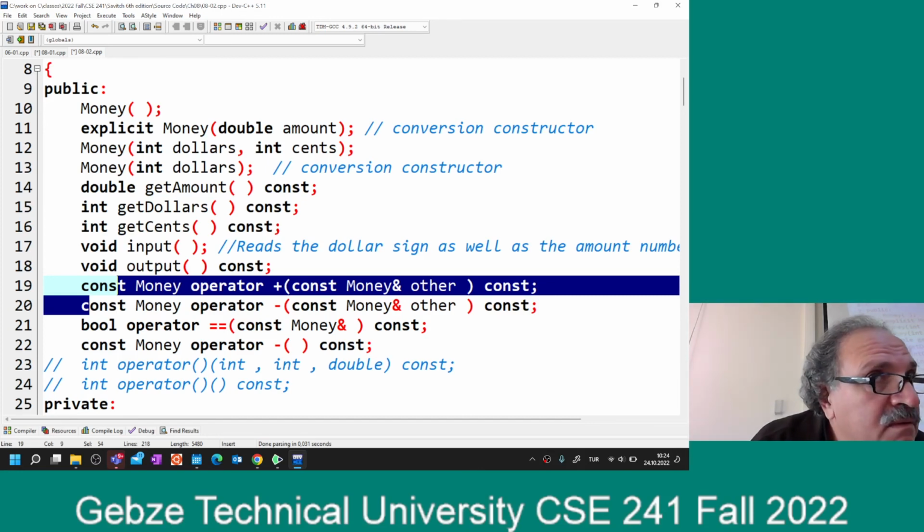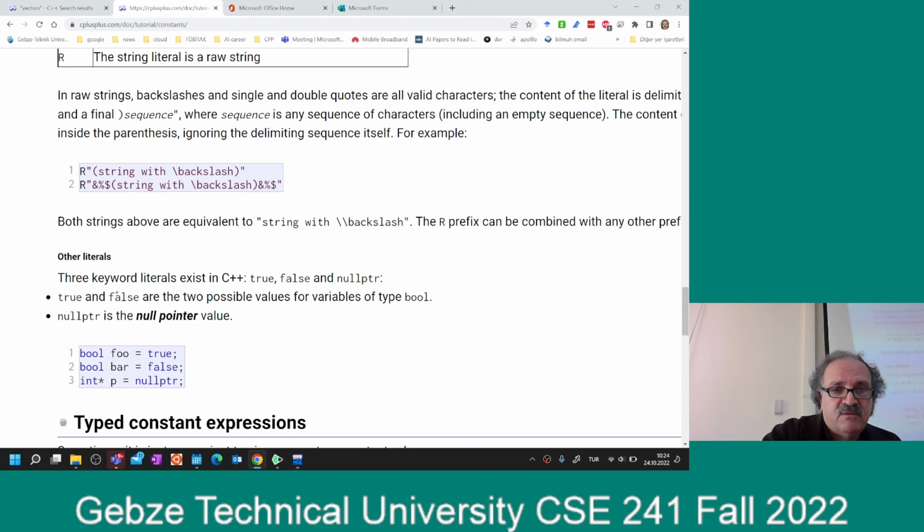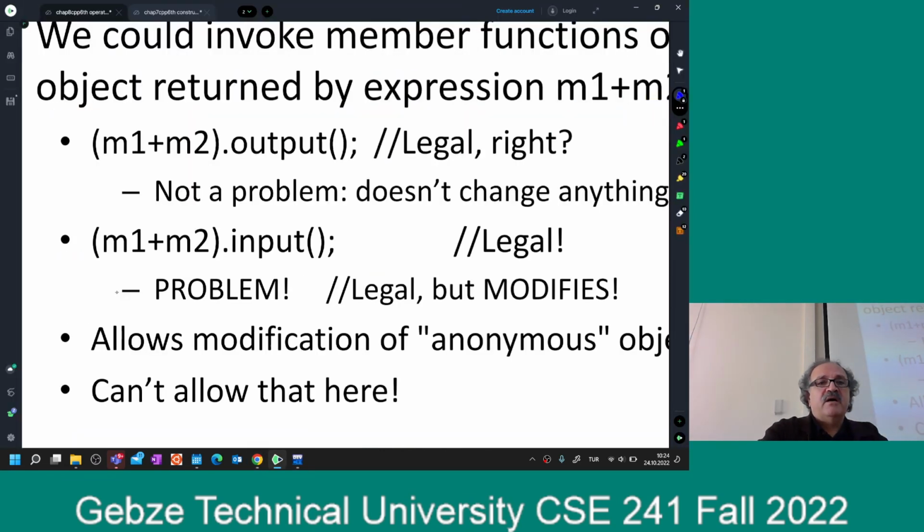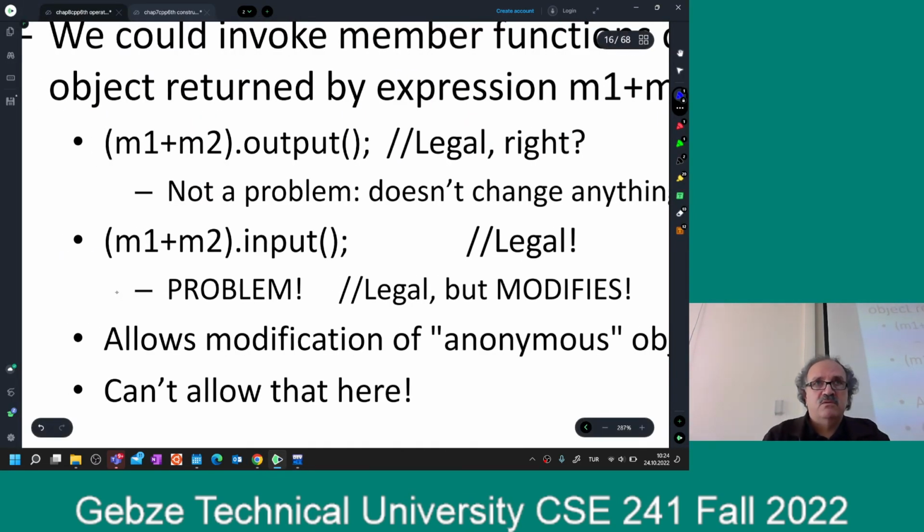But I understand the first two, but the last one is why we const the returned value. That's what I said here, right? Okay? I don't want this to work. Why should it work? Because M1 plus M2 is a temporary object, right? If it is temporary, if it's going to die, what good comes out of inputting numbers to a temporary object? Okay?